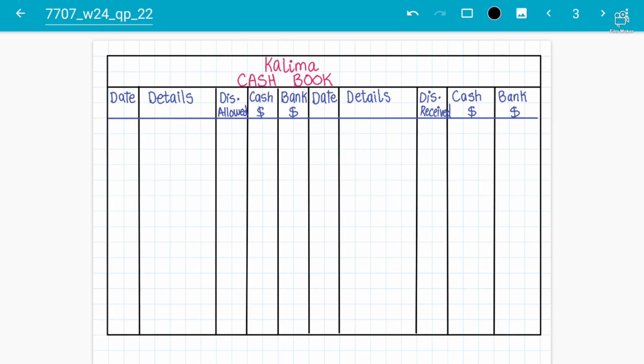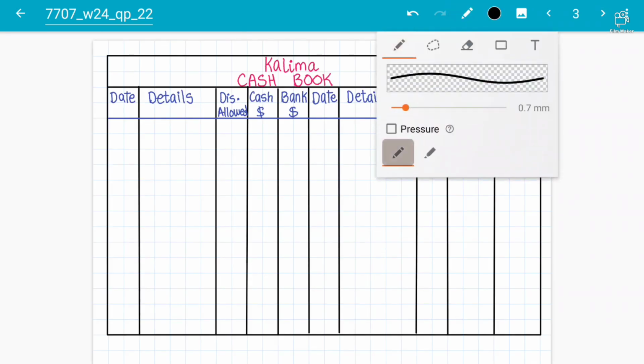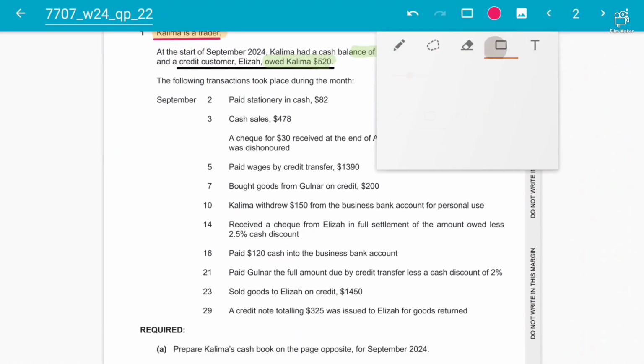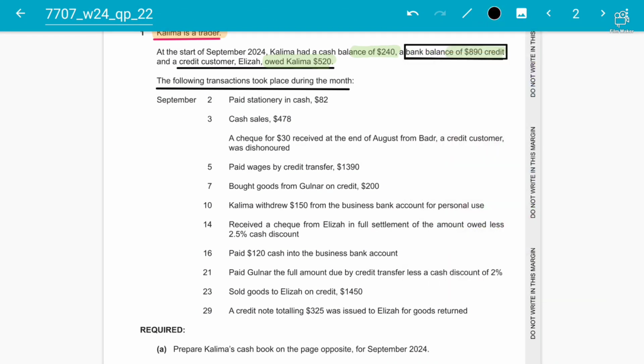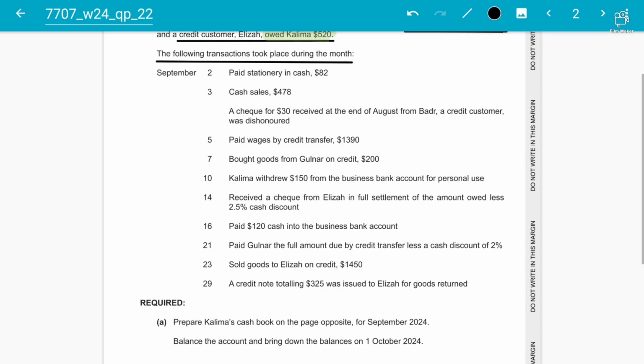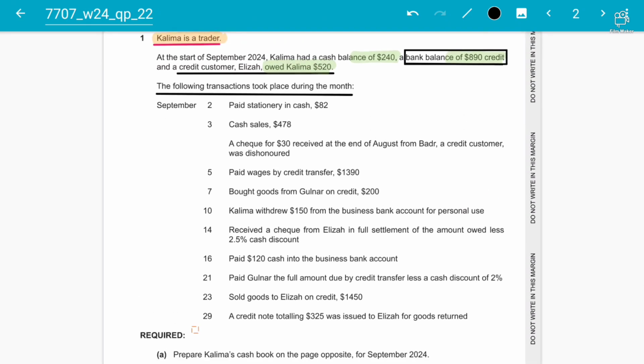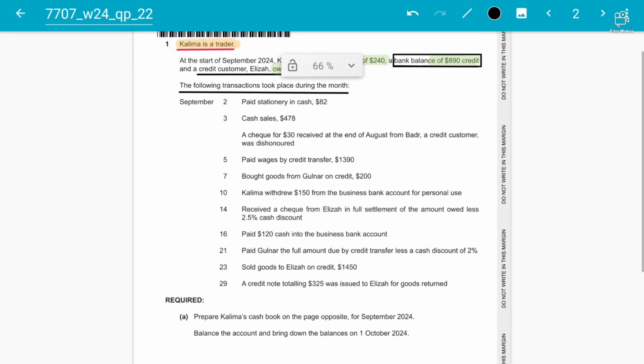Let's have a look at the cash book format. We have the debit side, which is basically the receipts side, students. Money coming into the business will be recorded on the debit side, and money going out of the business will be recorded on the credit side, which is basically the payments. Before we get started, we have a lot of transactions here. The following transactions took place during the month of September. So we have September 2nd, September 3rd, all of these adjustments going on till September 29th. We'll do all of these adjustments one by one.